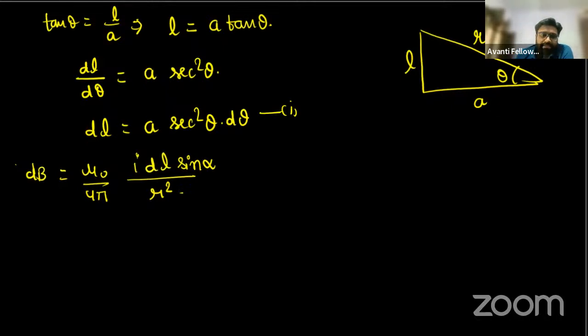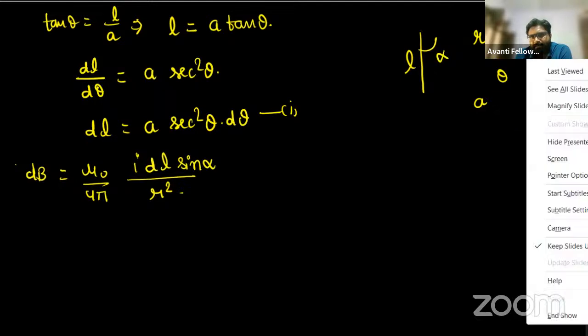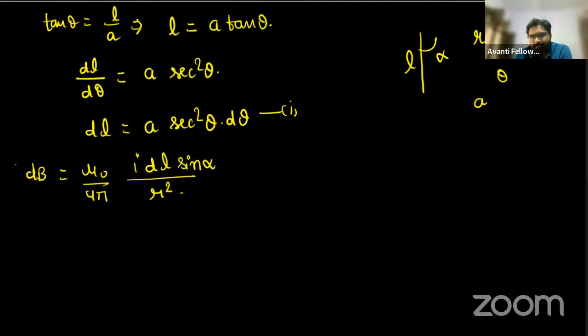Now, what is exactly alpha? Alpha is this angle. So can we write alpha is equals to 90 minus theta? Can we write that? This is theta, this is alpha. We can write alpha is equals to 90 minus theta.